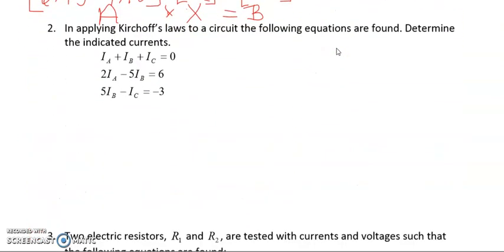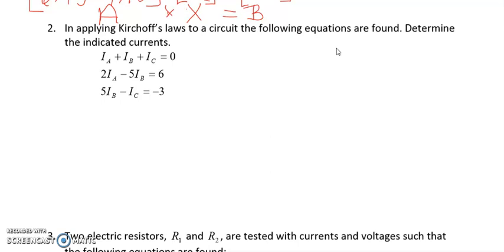So now if you look down here in question number 2, I can see 3 equations, and yes, I can see 3 variables, I subscript A, I subscript B, and I subscript C. Okay? In applying Kirchhoff's law to a circuit, the following equations are found. Determine the indicated currents. So all you would have to do there is set this up correctly. Now I can see that the system is in the right form already, but you'll notice some of the variables are missing here.